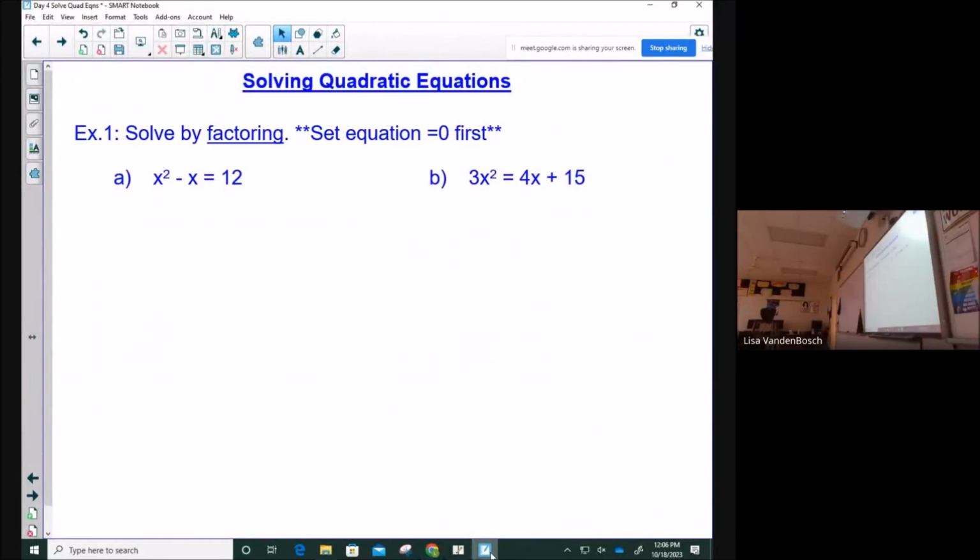Okay, so solving means in the end, I want x equals 3 or x equals 5 or x equals -7 or something like that. So first thing we're going to do when we are solving, and this one says by factoring, we're going to get 0 on one side of the equal sign. So how do I get rid of this 12? Right. So minus x minus 12 equals 0. So nice and easy. Now factor that.